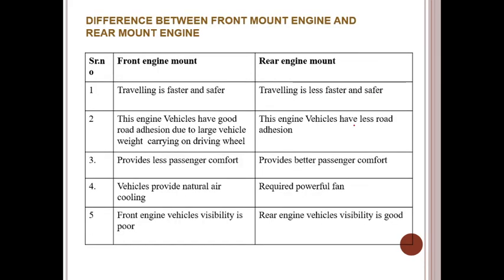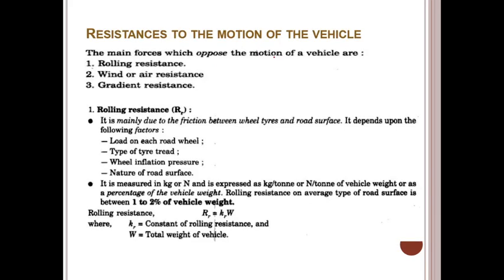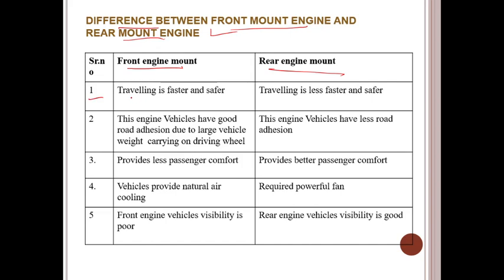Now most important is the difference between front mount engines and rear mount engines. So let's discuss the points. Our first point: traveling is faster and safer. If the engine is located in the front, traveling is very fast and very safe. In a rear engine, traveling is less fast and less safe. Second, front engine vehicles have good road adhesion, a good adhesive force between the road and the vehicle.